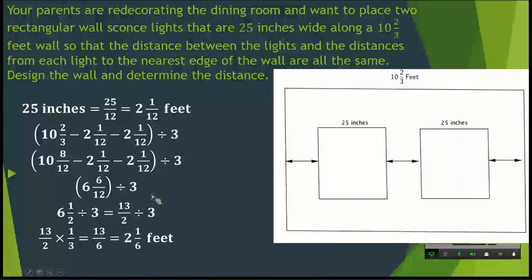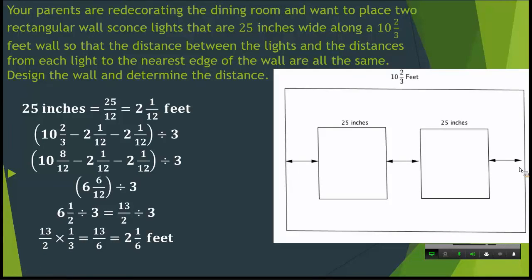So 13 halves divided by 3 is the same as multiplying 13 halves by 1/3. And when you're multiplying fractions, you multiply straight across. So 13 times 1 gets us 13. 2 times 3 gets us 6. So we have 13 sixths, or 2 1/6 feet. So each of these arrows is 2 1/6 feet in length. So that's how you would solve it if you needed the dimensions to be in feet.